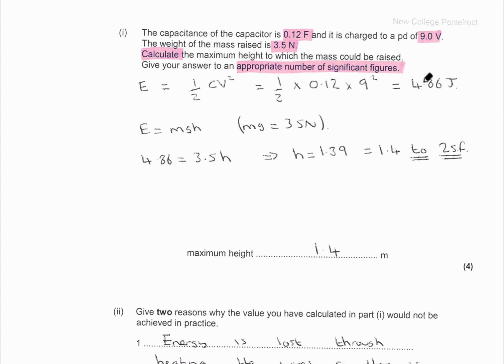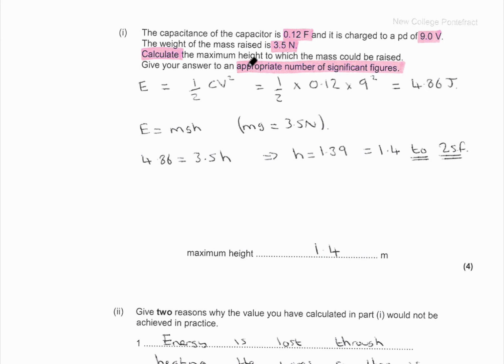All of this energy is then going to be transferred into gravitational potential energy. So this is going to be equal to mgh. Now mg is the weight of the thing, so mg is 3.5 newtons. So we end up with this equation here: 4.86, which is our energy, equals mg, which is 3.5, multiplied by h. If you wrote that down, you get your second mark. It's then simply a matter of solving this very simple equation, and you get a height of 1.39 meters. If you do that, you get a third mark.